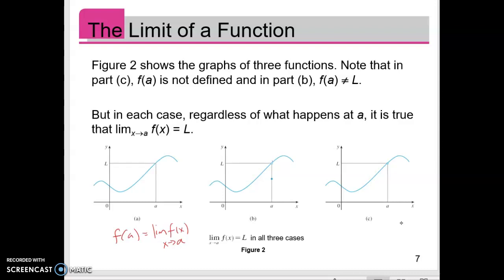Here you can see the limit is up here while the function value is down here, but the limit's still L based on our intuitive definition. As x approaches a, y approaches L, even though f of a is down here. And in this case, f of a isn't even defined, but the limit still exists. The limit of the function, and this is true for all three cases, would be L.